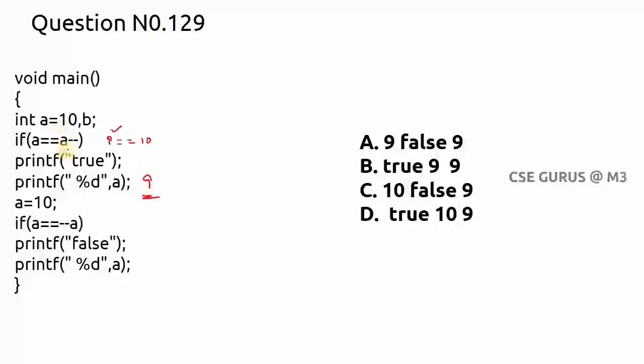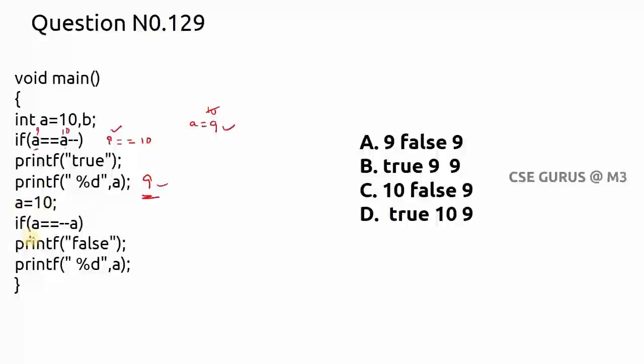Once again, if you want, you can check it out. A minus minus, what is the A value? 10 will be taken here. After that minus minus, then A value will become 9. Of course previously it is 10, now it will become 9. Then it goes here. So what is this A value? 9. 9 double equals 10? No. So it comes to this printf statement outside the if condition. So percent d A, what is the recent value of A? 9. So 9 will be printed, then A equals 10.